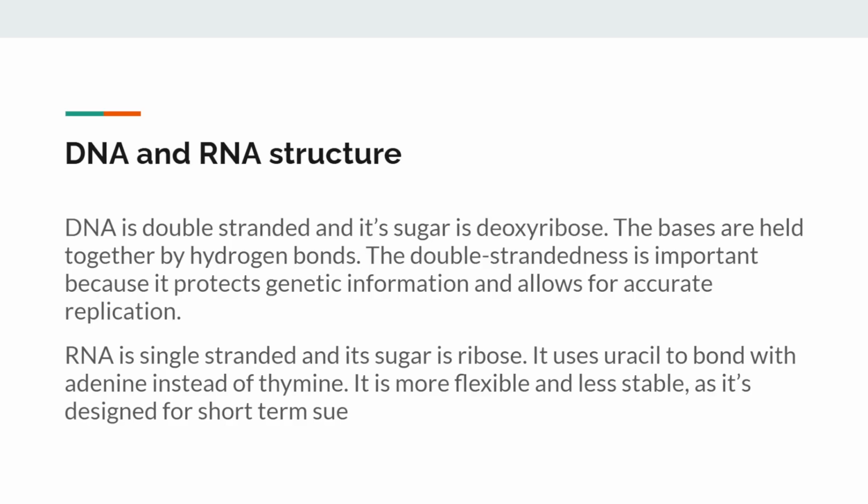So, DNA and RNA structure. DNA is double-stranded, and its sugar is deoxyribose. Remember, a nucleotide is made up of a sugar, a nitrogenous base, and a phosphate group. So the sugar used for DNA is deoxyribose.